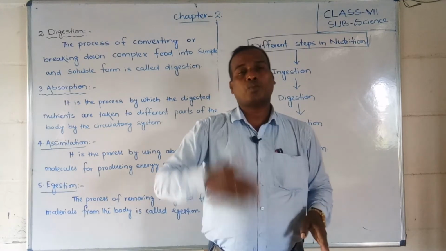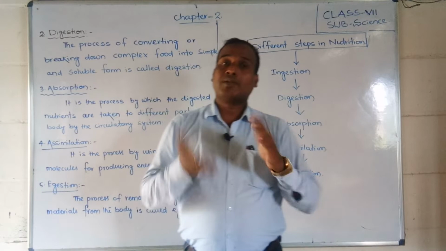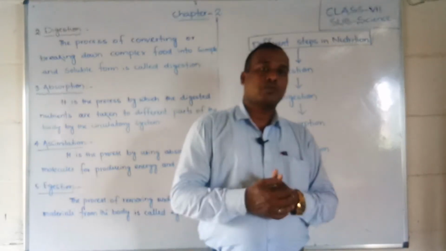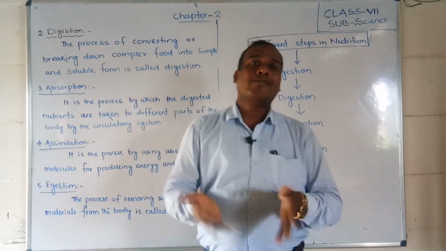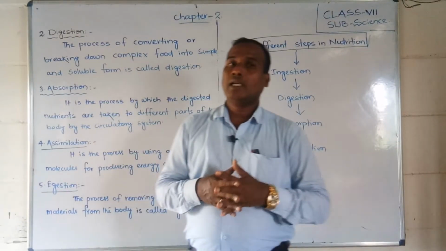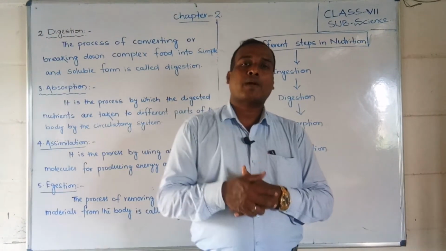Next we will go to the 4th step, called assimilation. The nutrients that the cells in the body have received from the food particles will be utilized by all our organs. They will be assimilated and distributed, and will reach the different parts of our body.